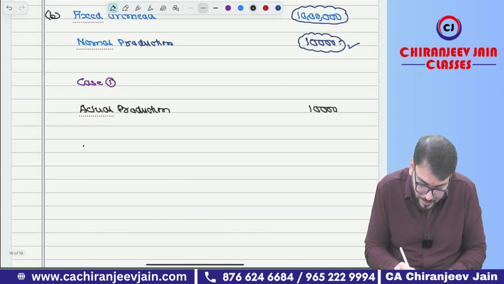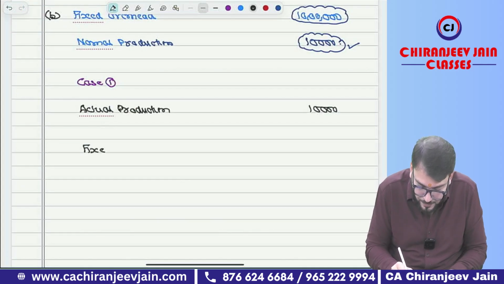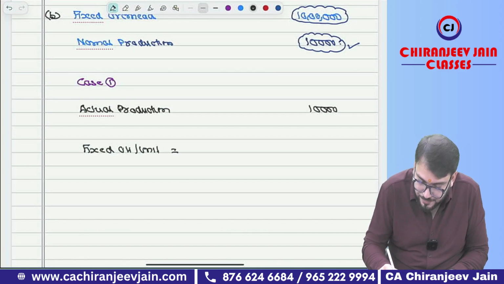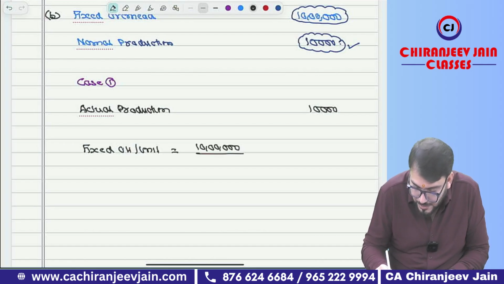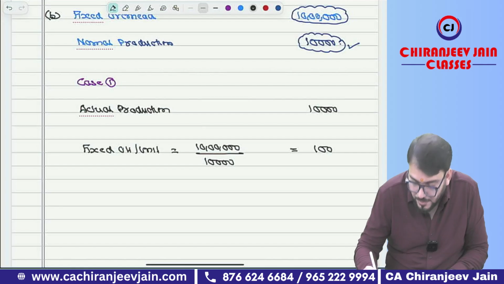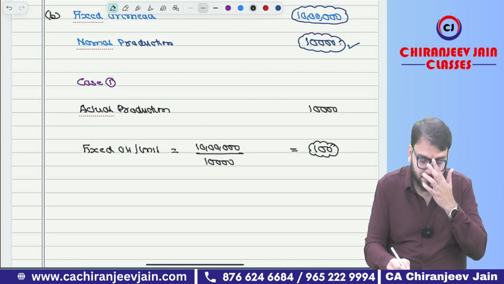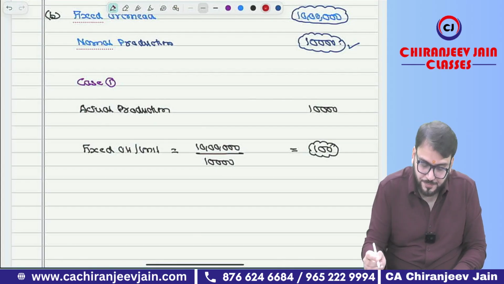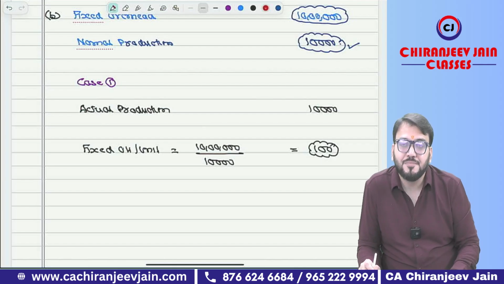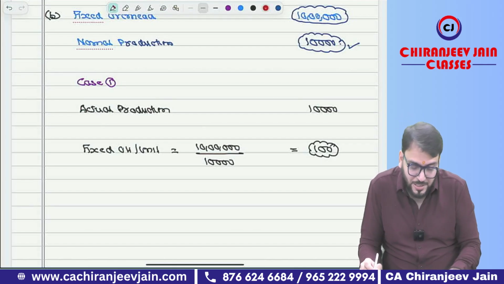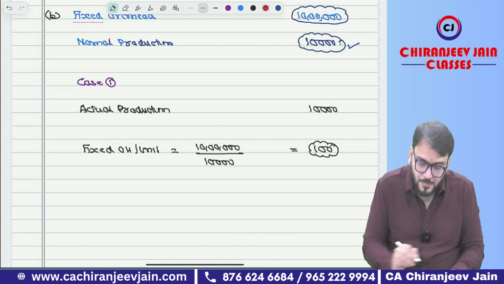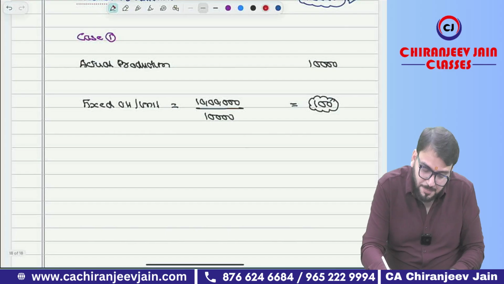In this case, your fixed overhead per unit will be 10 lakh divided by 10,000, means 100. I think no doubt. Are you able to understand? Correct. Case number 2.